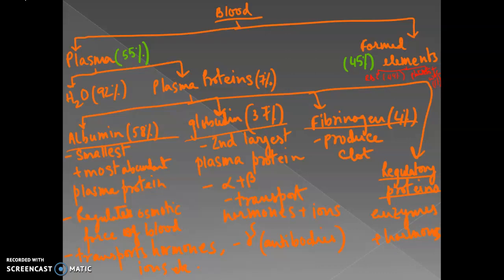Albumin regulates osmotic force of blood, therefore it regulates how much fluid will remain within the blood vessels, and also regulates how much fluid will escape out into the interstitial space. Albumin also helps in transportation of hormones and other ions in blood.